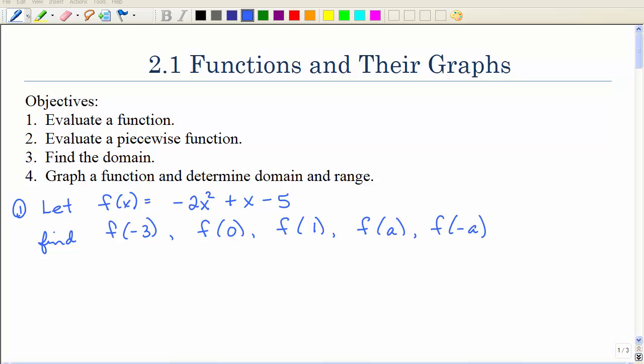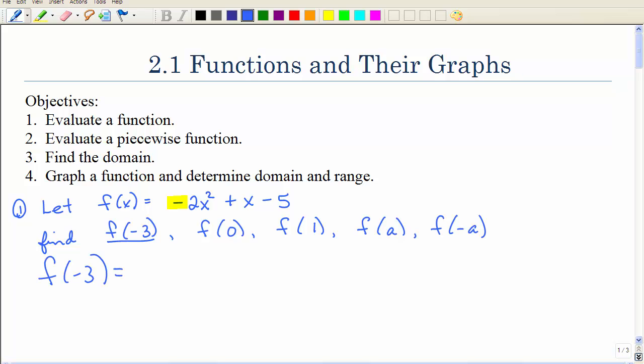So let's start out with the review of evaluating a function. So we're given f of x is negative 2x squared plus x minus 5. What you really want to be careful about here is this negative sign and order of operations. But let's just go through the basics. What does find f of negative 3 mean to do?